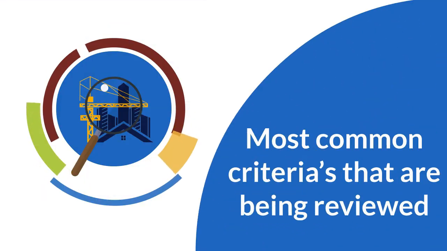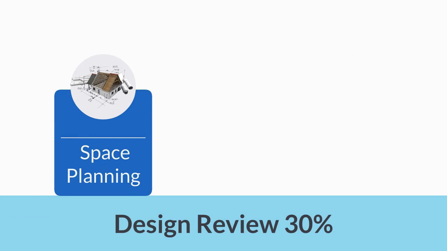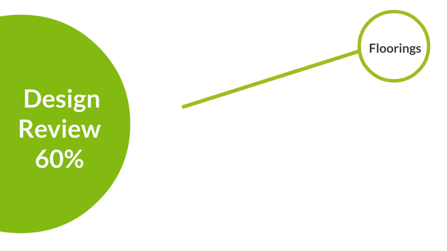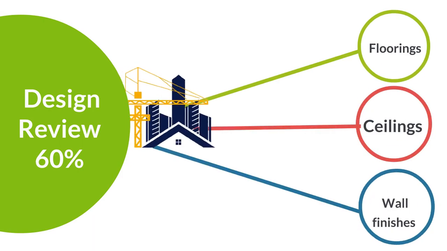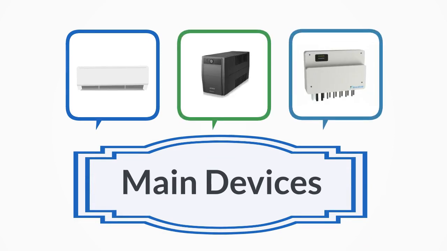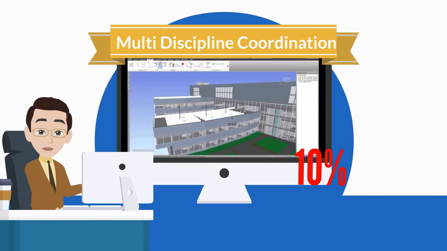Here are the most common criteria that are being reviewed during the project design stage. Design review 30%, space planning, layouts, and functional aspects. Design review 60%, floorings, ceilings, wall finishes, and main devices, AC units, UPS, AHUs. Design review 90%, full design, last 10% is for multidiscipline coordination and design completion.